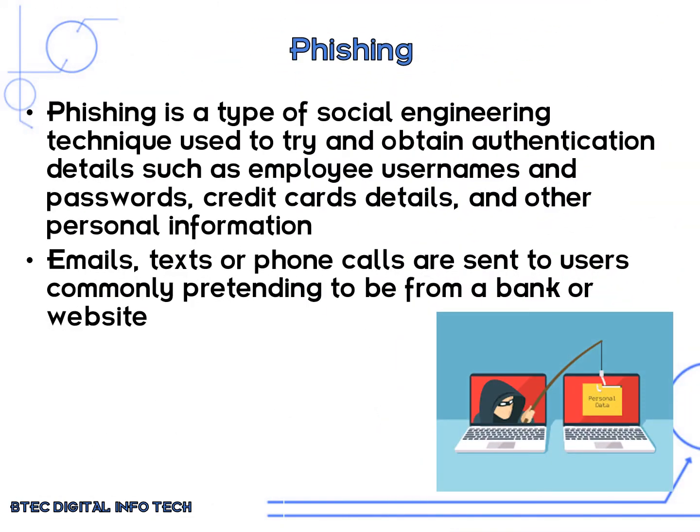Phishing is a type of social engineering, and it's used to try and obtain authentication details such as employee usernames and passwords, credit card details, and other personal information. Emails, texts, or phone calls are often sent to users pretending to be from a bank or website.